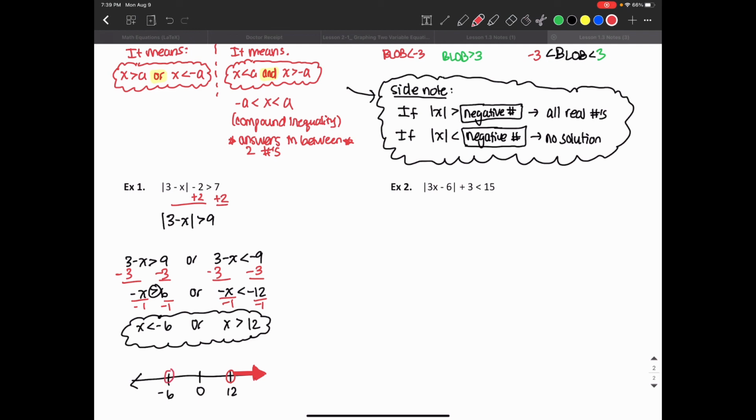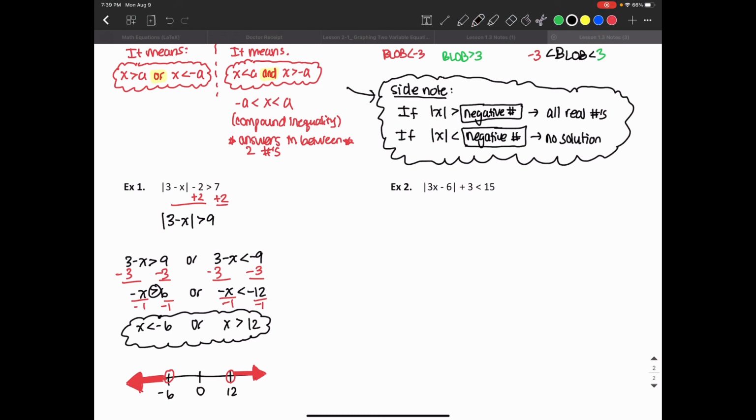On the opposite side, I put an open circle on negative 6 because negative 6 is not included, but everything less than it is. Negative 6.0001 is part of the solution set. So I put an open circle at negative 6 and then shade everything to the left. And that's my example 1.